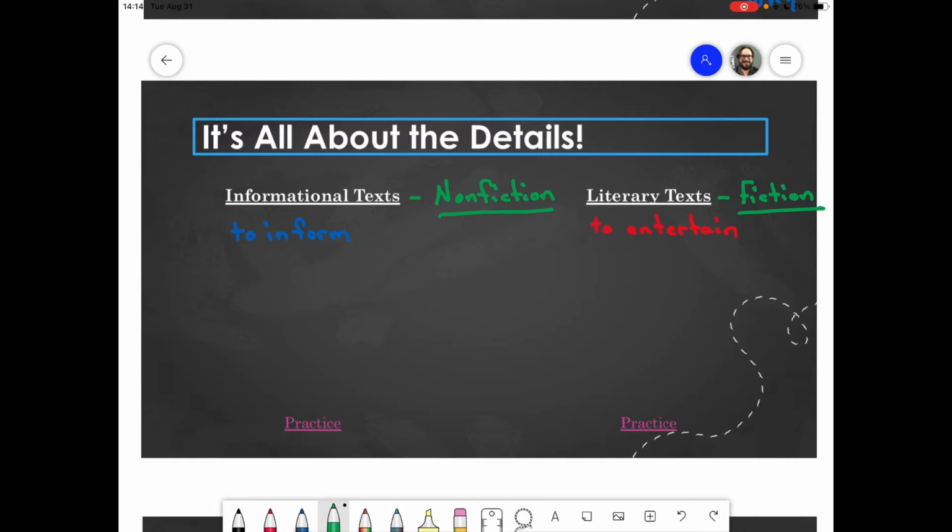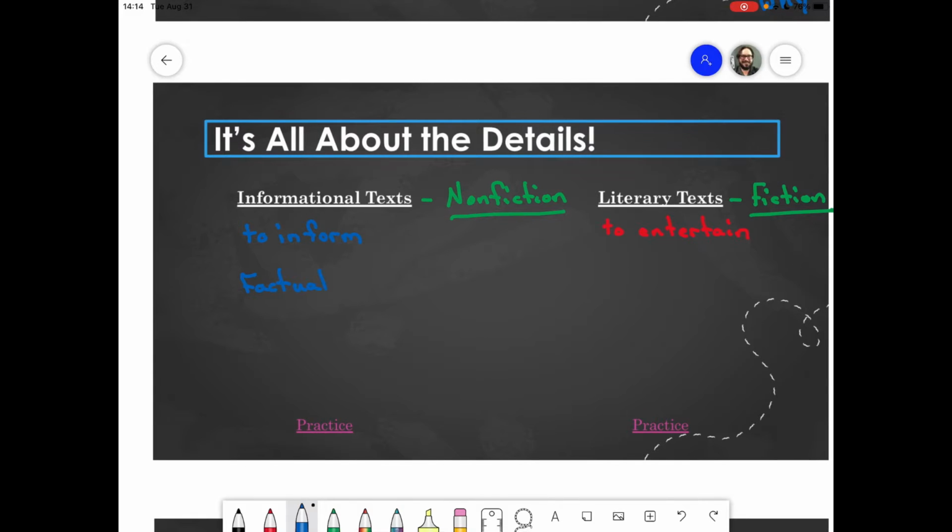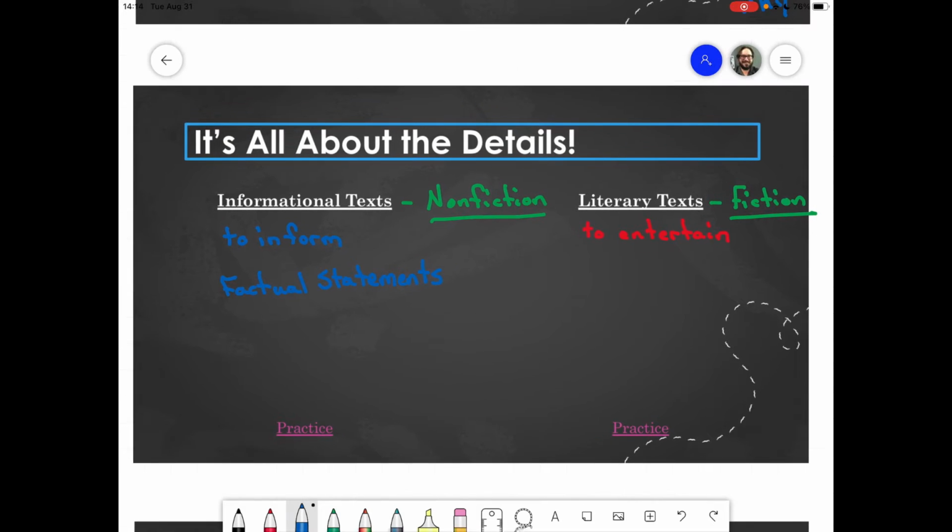Now, what types of details will we find in the different types of text? In informational texts, those details are going to be factual in nature. So it could be factual statements. Or they could be historical dates.